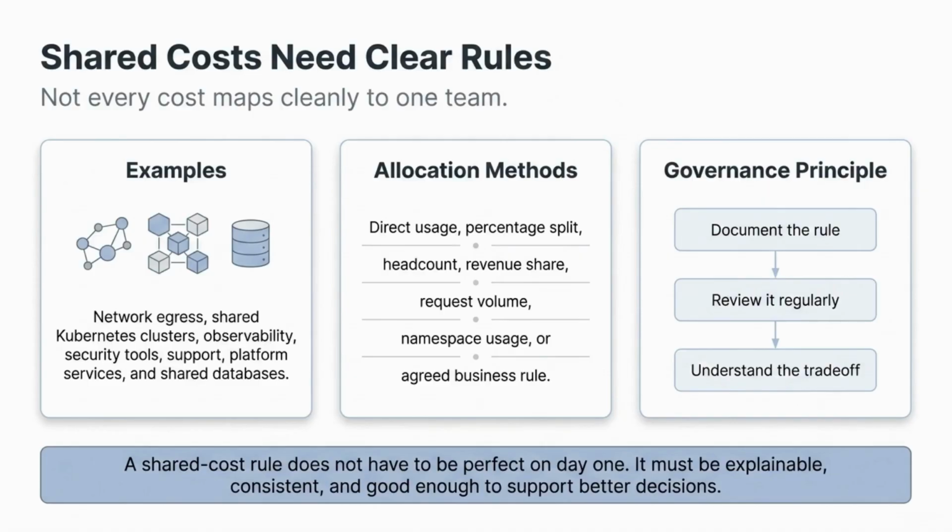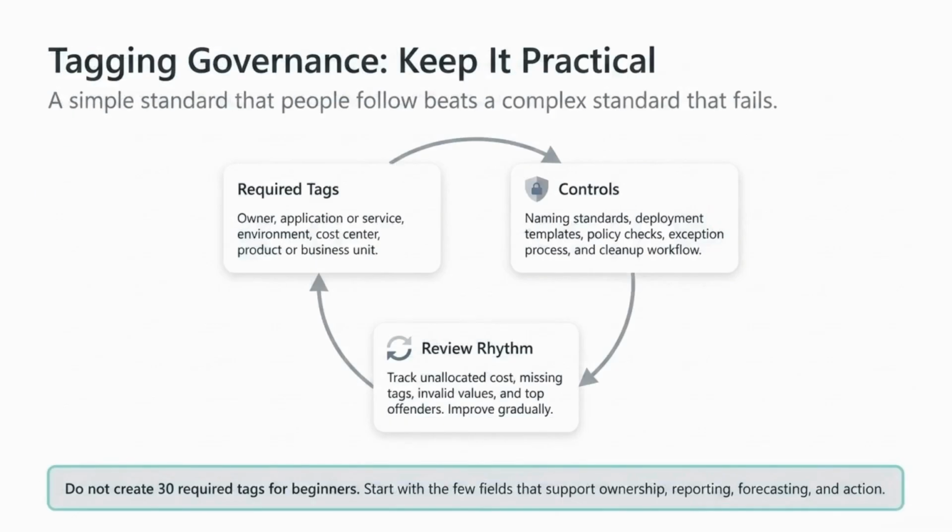At the crawl stage, an allocation rule may not be perfect. That is acceptable. It should still be explainable, consistent, and transparent. Over time, the organization can improve the rule as data quality improves. Tagging governance should be practical. A simple standard that people actually follow is better than a large, complex standard that nobody can maintain.